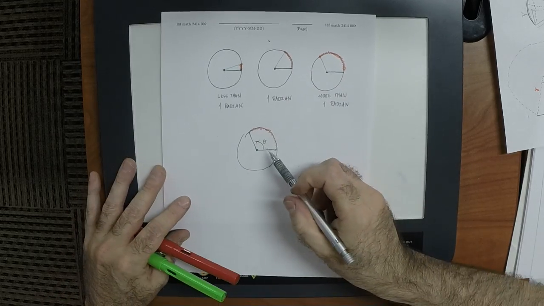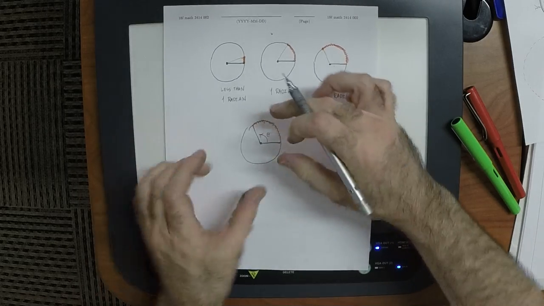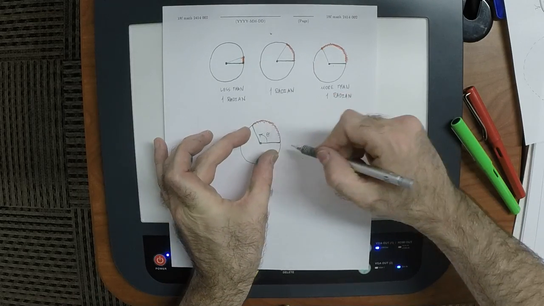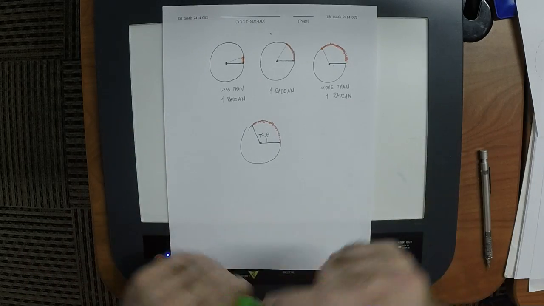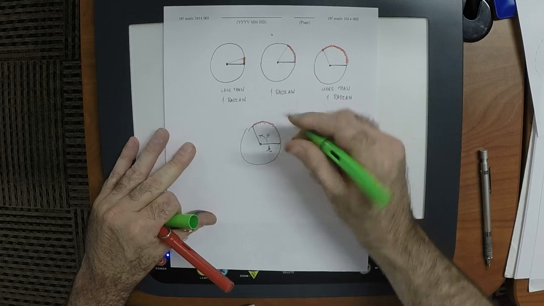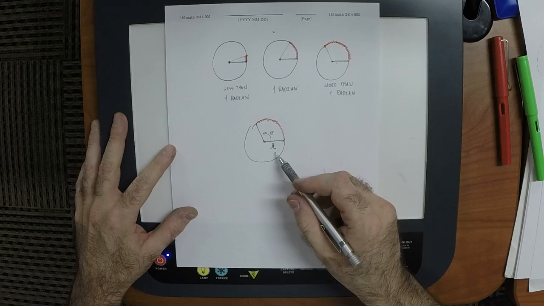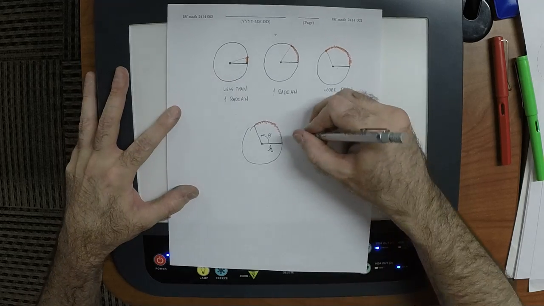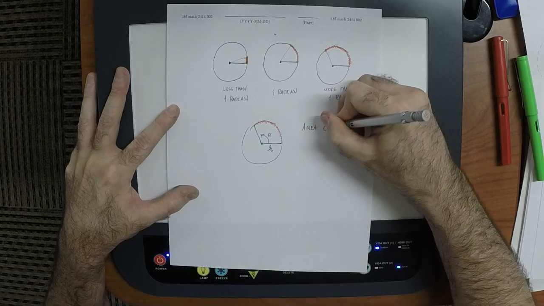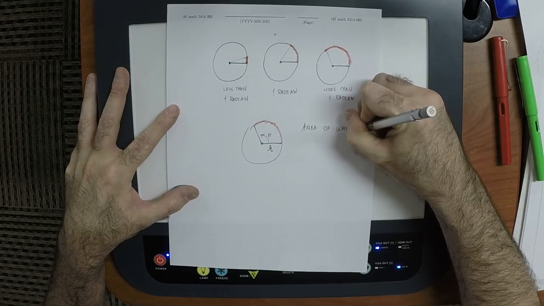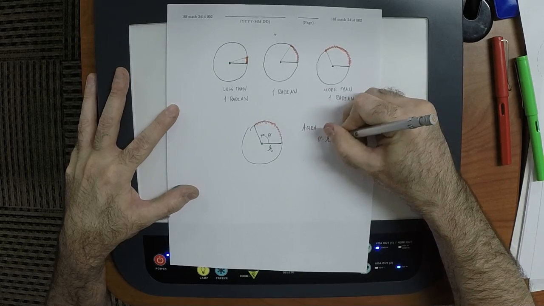So that angle is more than a radian, right? And the question is, how much area is just in that slice of the pizza? How much area is in there? Well, if this is R, how much area is in the whole pizza? Pi R squared. So the area of the whole thing going all the way around is pi multiplied by R squared.